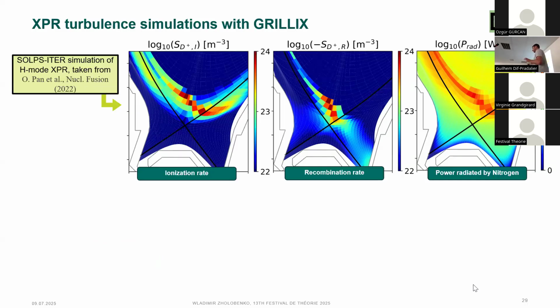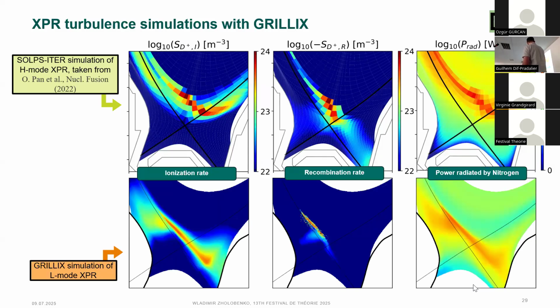So as I was saying in the beginning, the workhorse for divertor design so far are transport codes. So what we did is to compare our simulations with SOLPS results obtained a couple of years ago. Here you see the ionization, recombination, and nitrogen radiation rate in SOLPS. And here are the results from GRILLIX, and I would say they are qualitatively fairly similar.